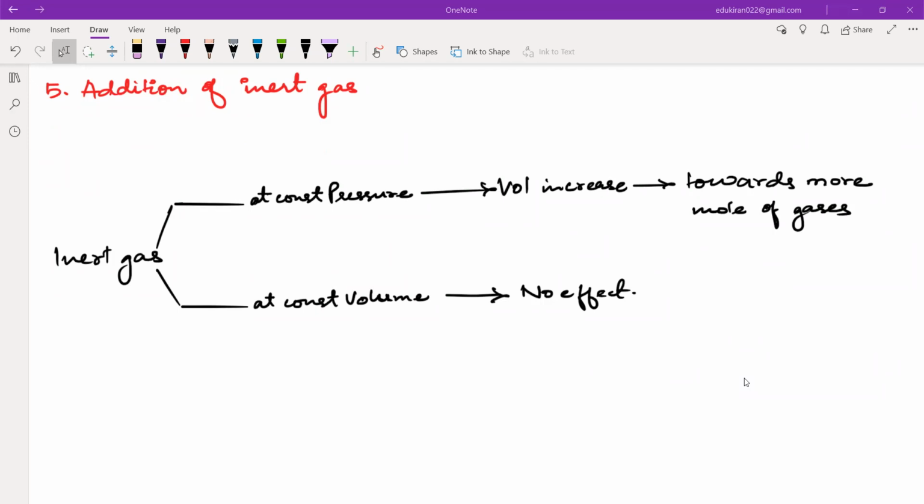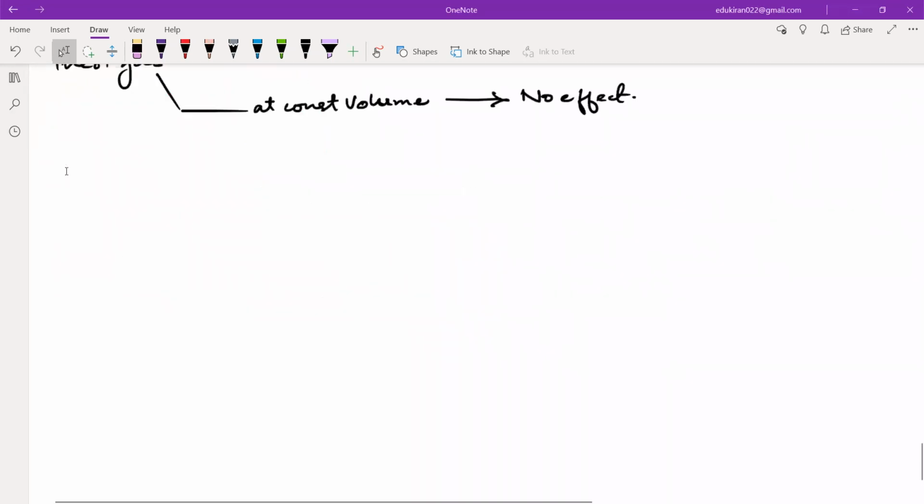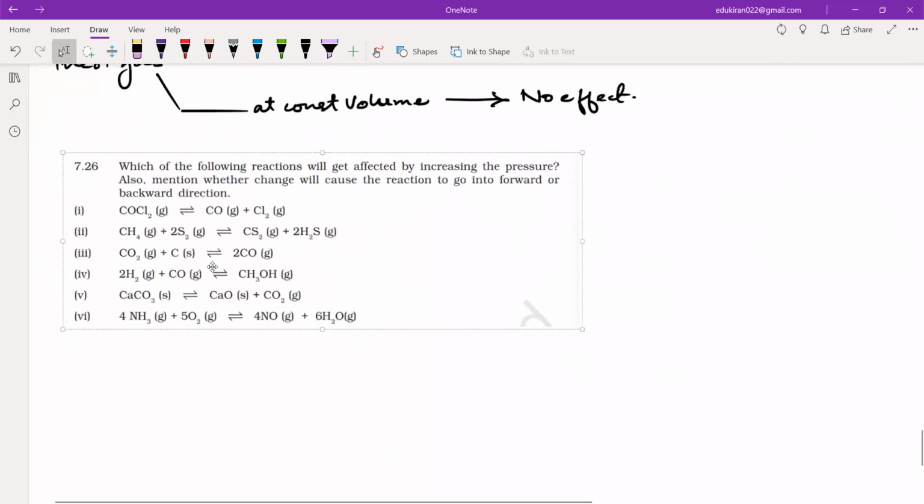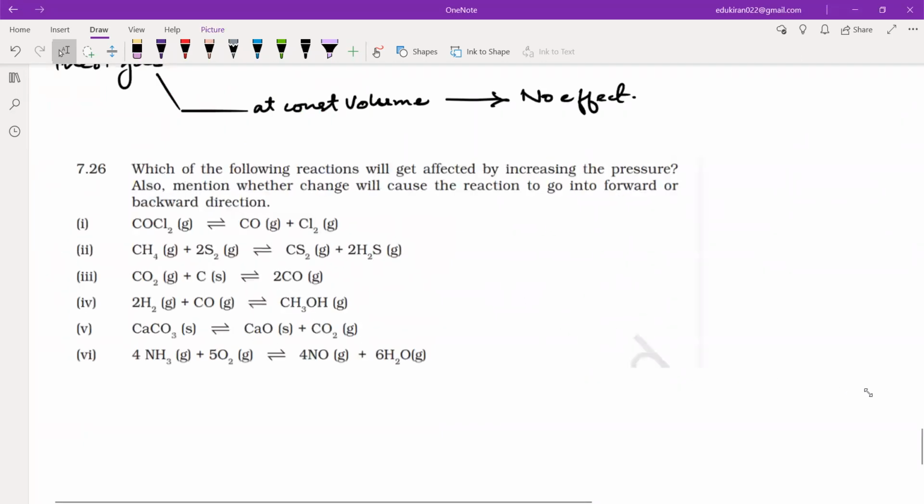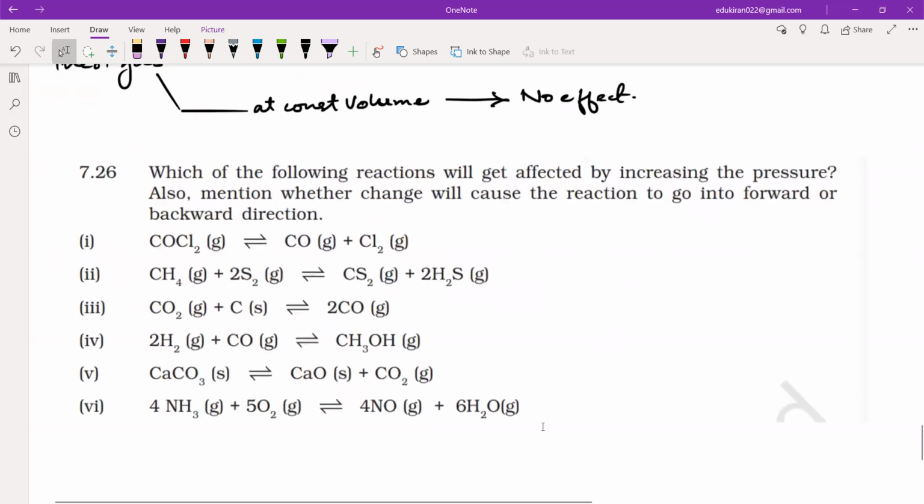Sorry, where did the pressure go? Sorry, I pasted in the wrong batch, I guess. Okay. Can you see this now? Yes, sir. Were you able to see the previous one? No, sir. Oh, okay.